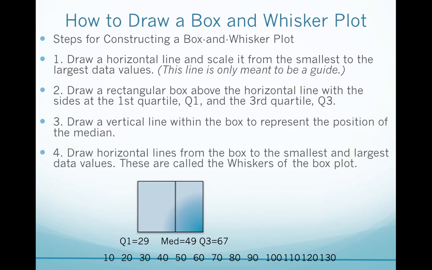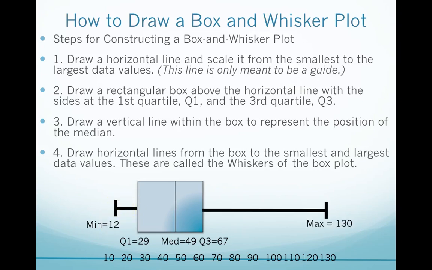Draw horizontal lines from the box to the smallest and largest data values. Those are the whiskers. So the smallest, the min, is 12. And that's the reason why I started at 10. I didn't want to start at 12 because then it's an odd number to begin scaling on the horizontal axis. It would make more sense to start at 10 or 5 or even 0, but you wouldn't want to start at 12. Okay, but that is the position of your whisker, of your smallest data value, so that's where your whisker should be positioned.